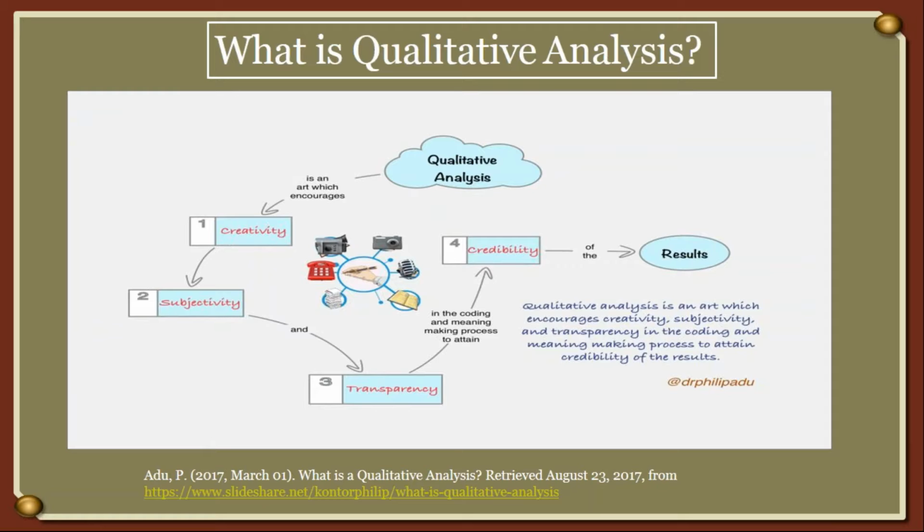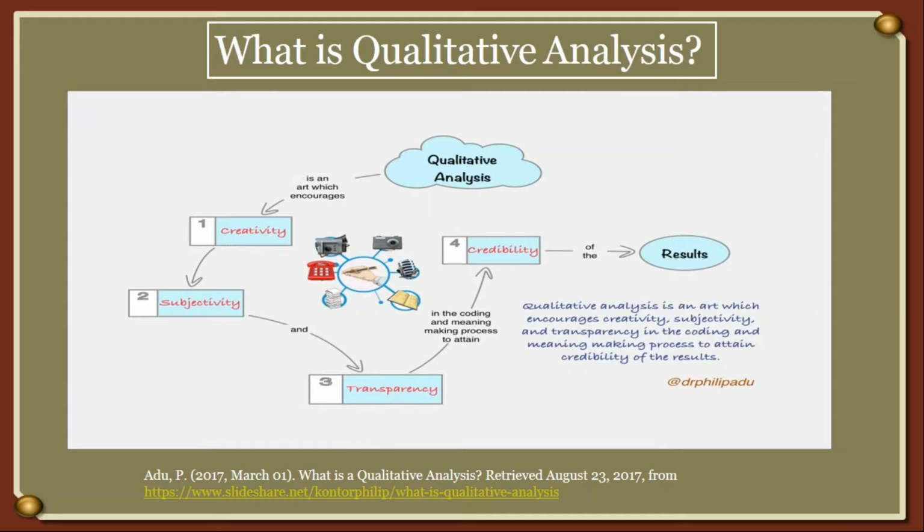And also it will help future researchers to repeat the steps that you took in order for you to reach your findings, right? So these are the four main elements in conducting qualitative analysis, right? You have to be creative. There's some sort of subjectivity in here, and you have to be transparent in the process. And lastly, there should be some credibility.